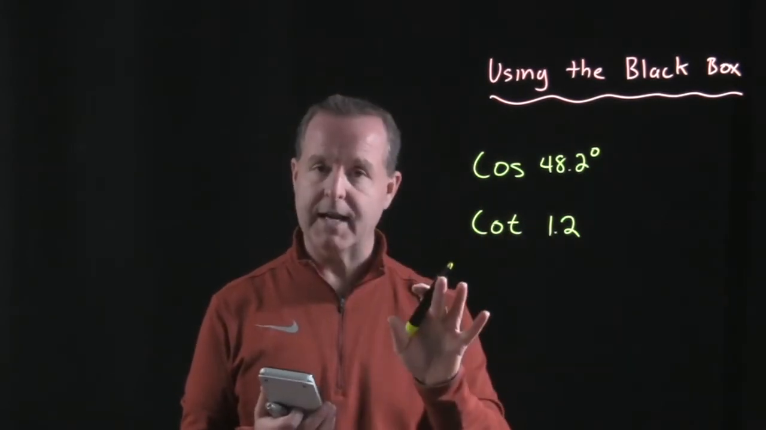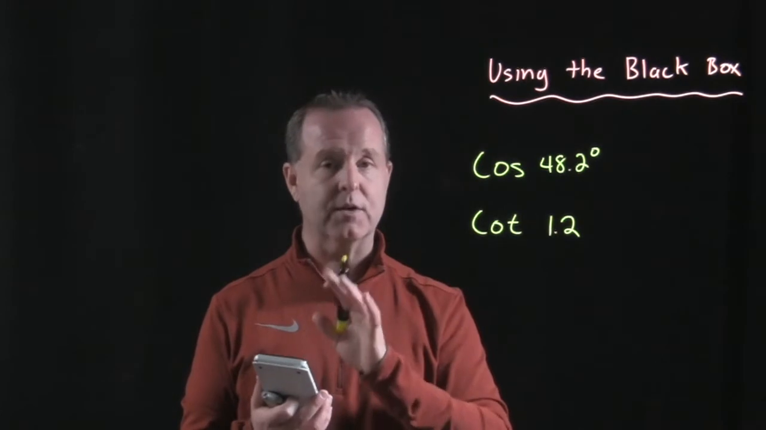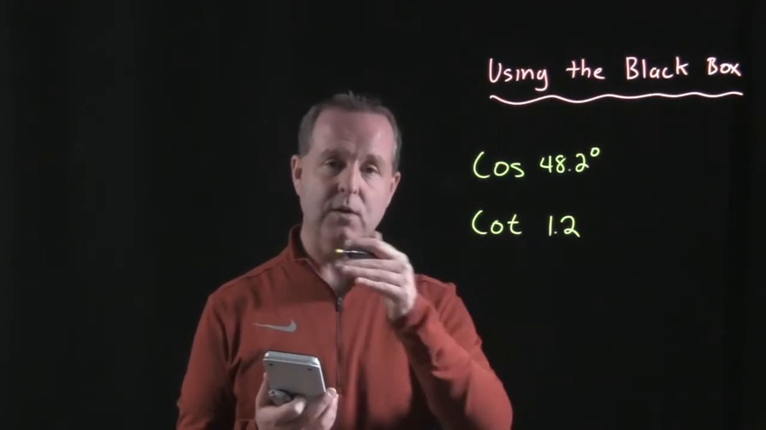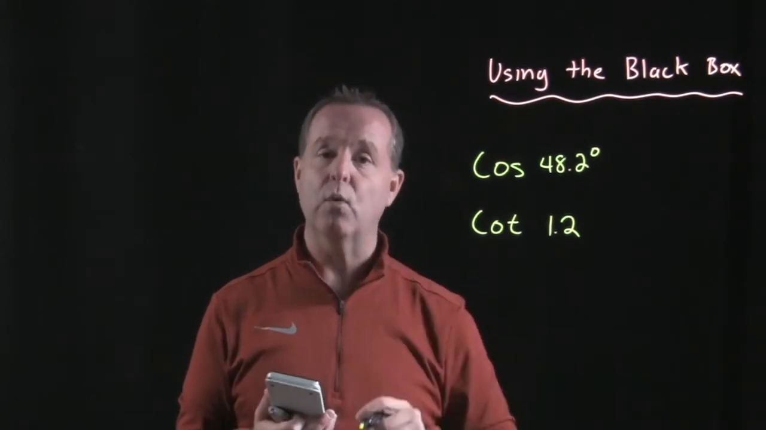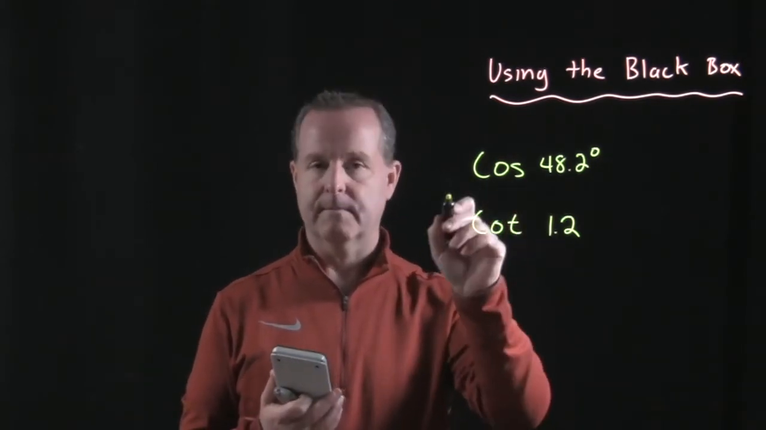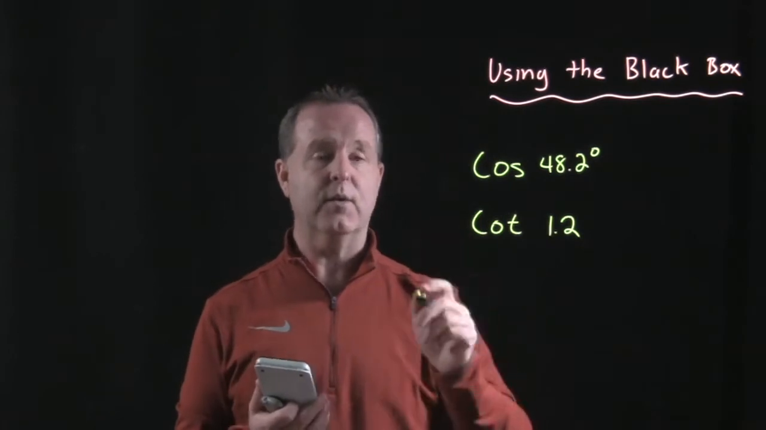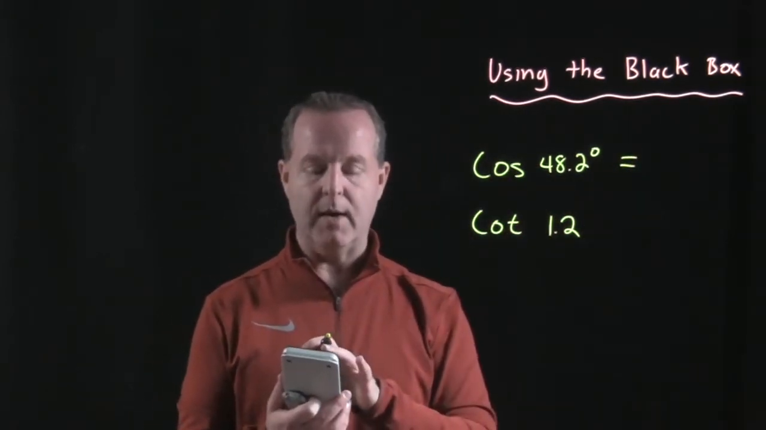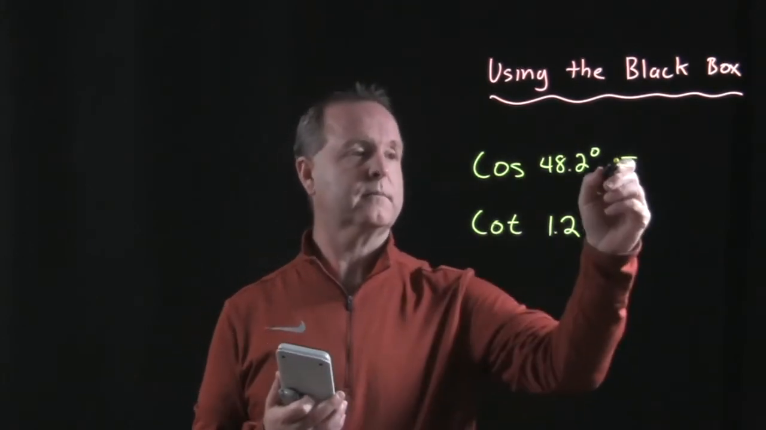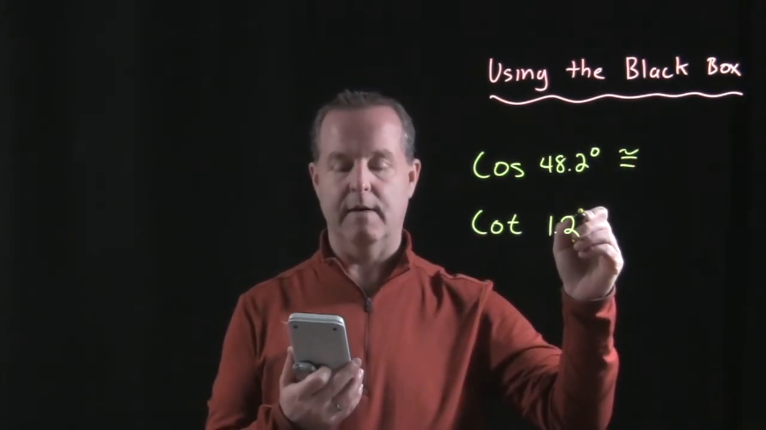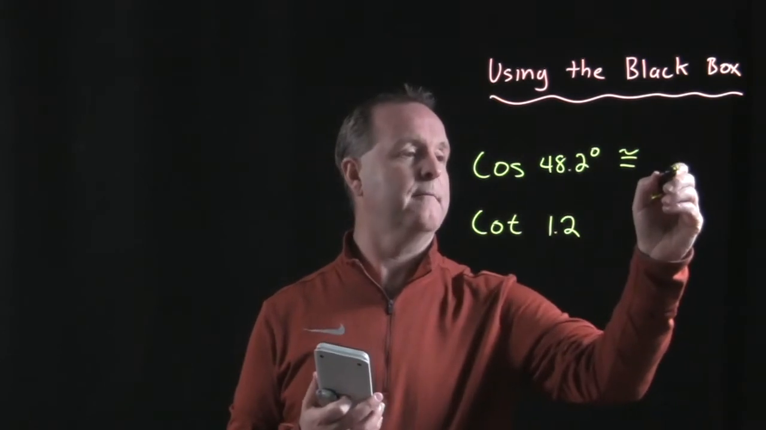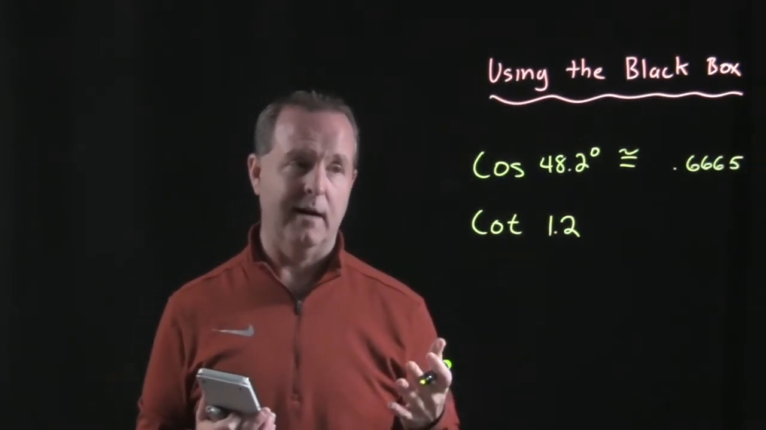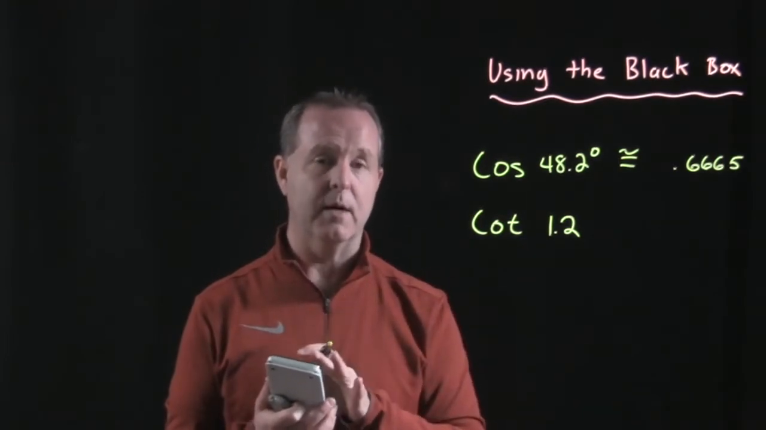So I encourage you to understand how to find that. Typically, there's a mode button with a drop-down menu, and then from there you can navigate to a selection that says degree or radian. So I have my calculator set in degree mode. I want to evaluate this. Evaluate cosine of 48.2. I get an approximation of 0.6665. Now, I didn't really do any hard work there. I just made sure that my calculator was in degree mode.